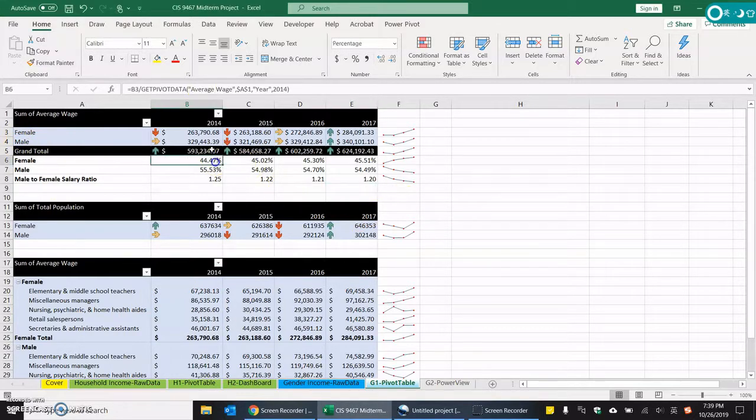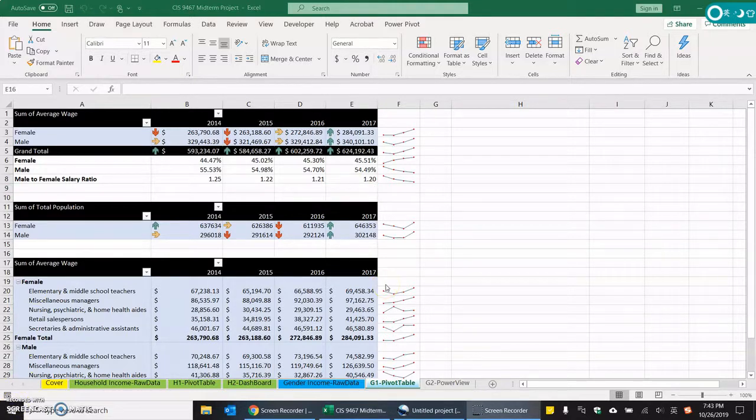As we can see by the calculation here, females are making way less money than males. In 2014, the ratio is 1.25 to the male and 1.0 to the female. But at the end, in 2017, there's a bit more improvement. The male is only making 1.2 times the female's salary, but still, that's a lot of difference.